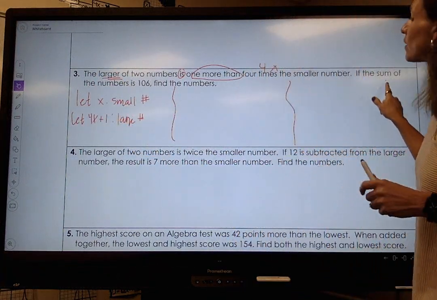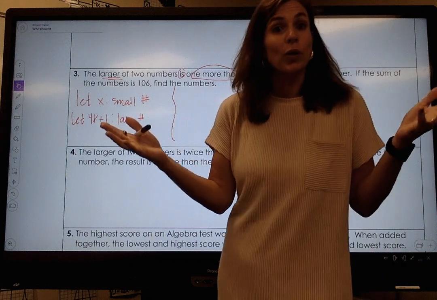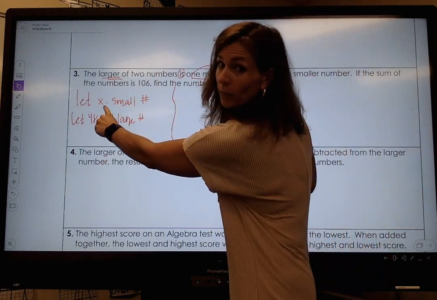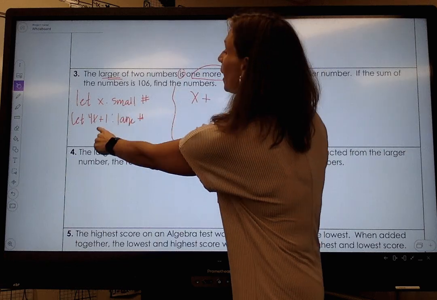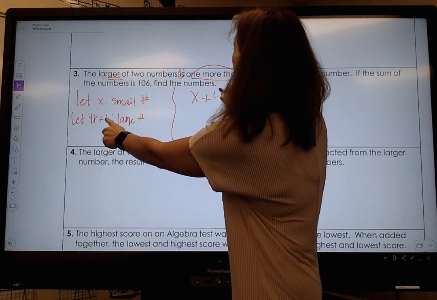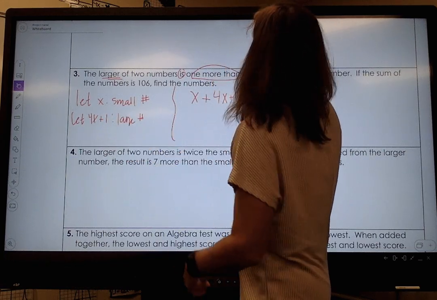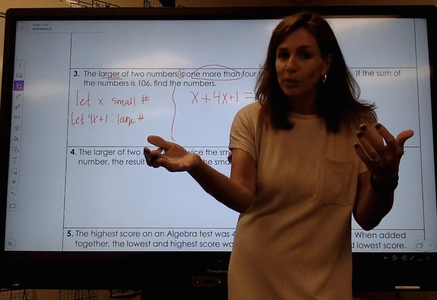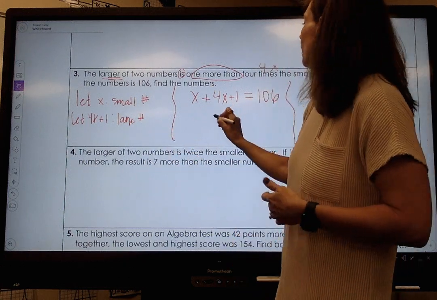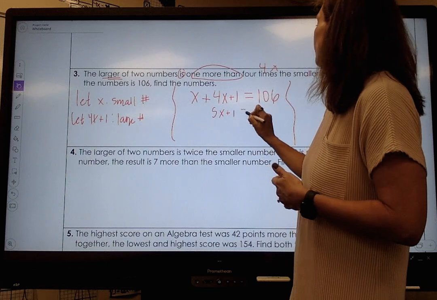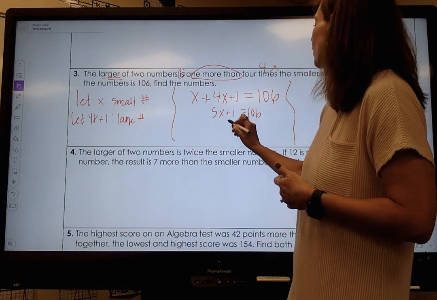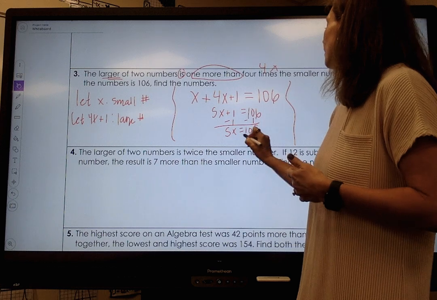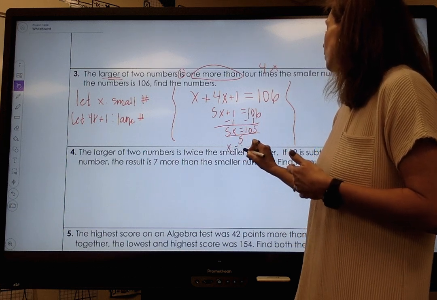Now it says if the sum of the numbers is 106, what do we know sum is? It means addition. So if I add the small number x plus the large number, 4x plus 1, that's going to equal 106. I have my equation. You guys are experts at solving equations. Combine like terms, 5x plus 1 equals 106. Subtract 1, 5x equals 105. Divide by 5, x equals 21.